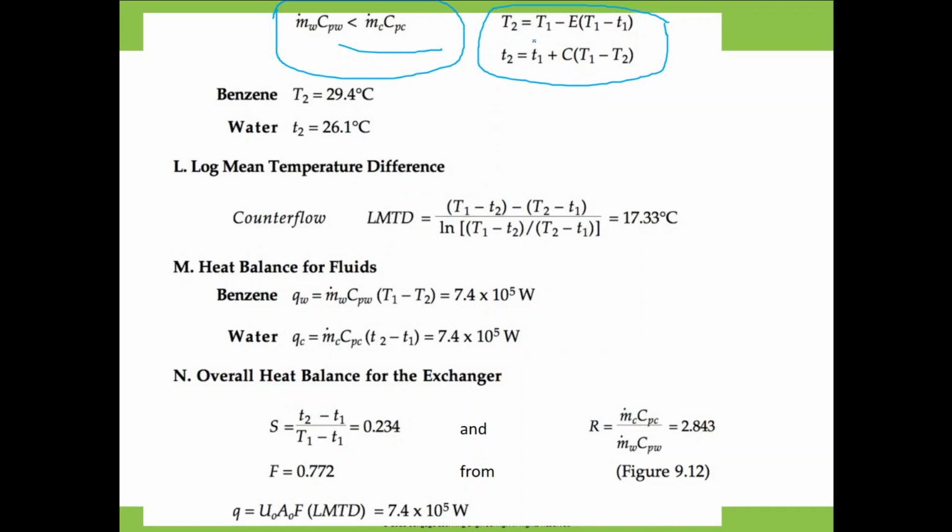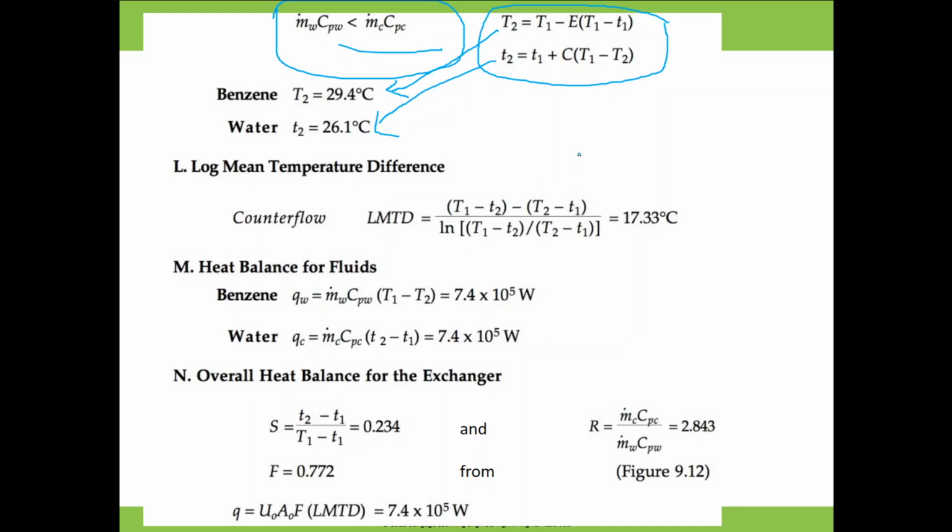So when you substitute the values, T1 we know, E we know now, and t1 we know, so we can calculate T2, which comes out to be 29.4. And then we can calculate small t2, which comes out to be 26.1 degrees Celsius. So we know all the 4 temperatures now.